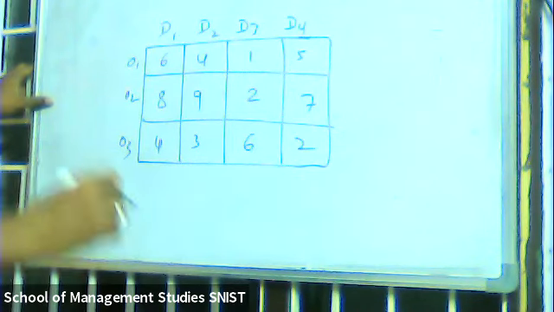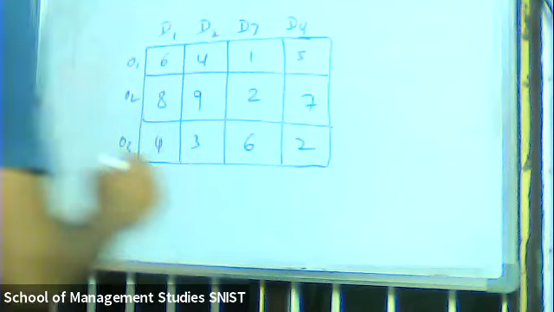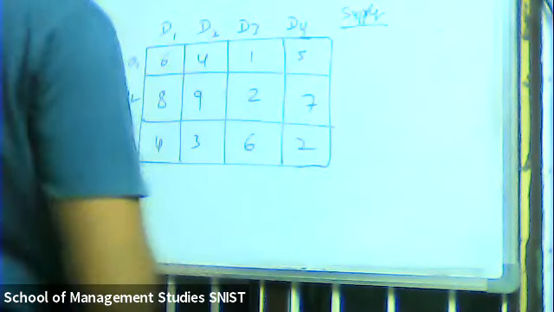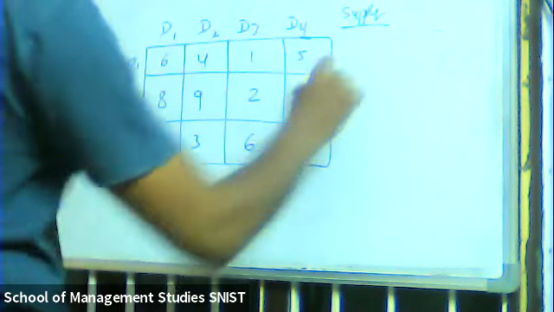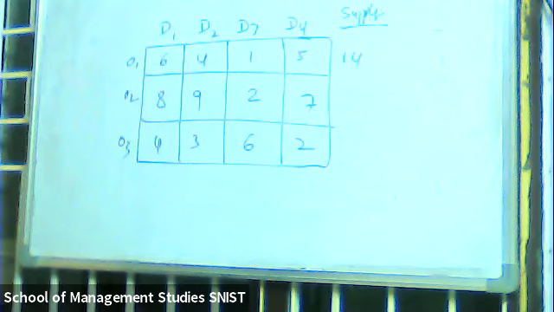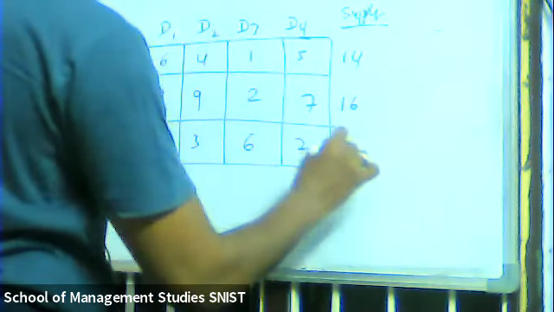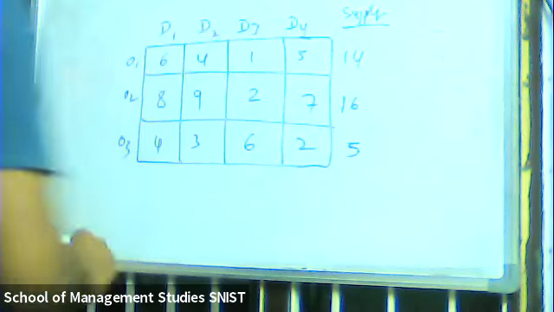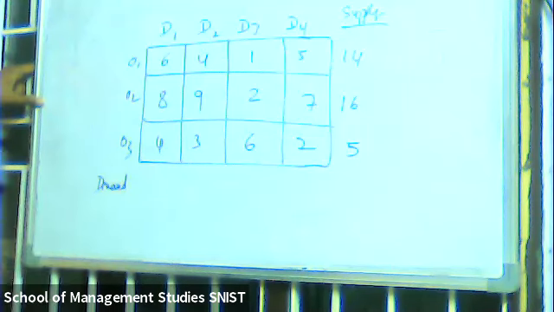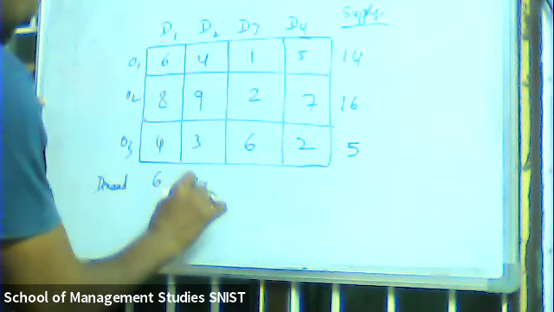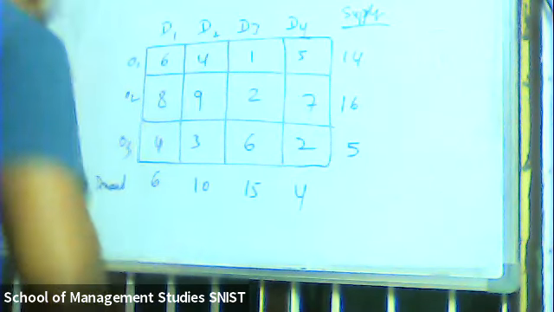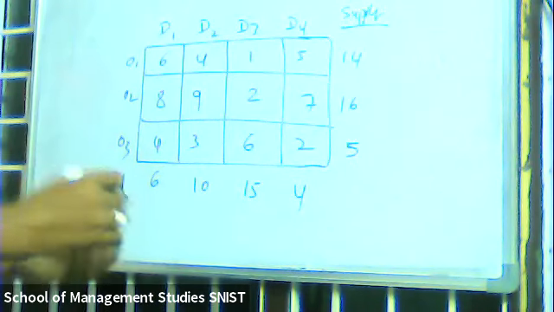Now the supply is 14, 16, 5. The demand is 6, 10, 15 and 4.